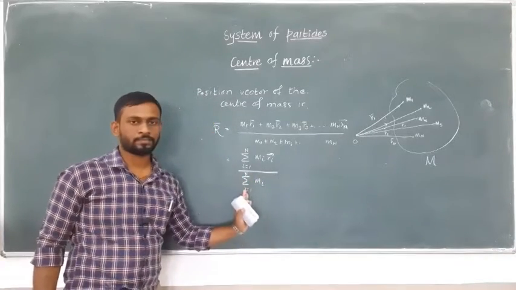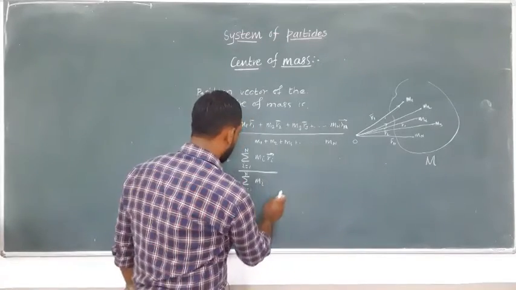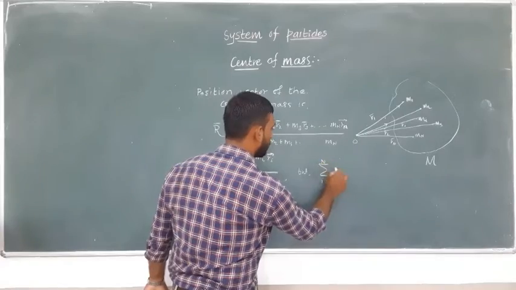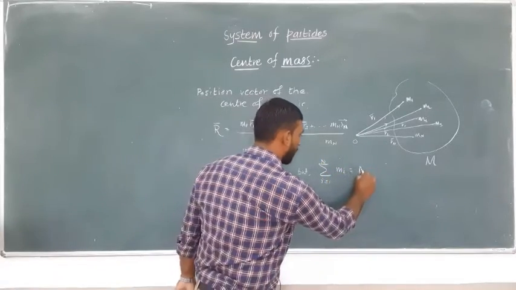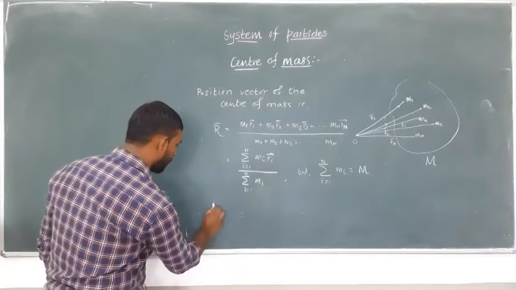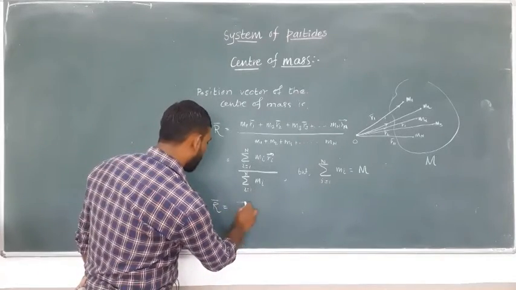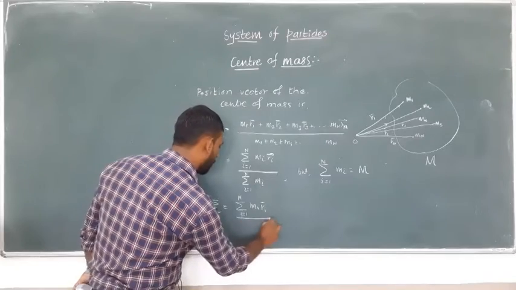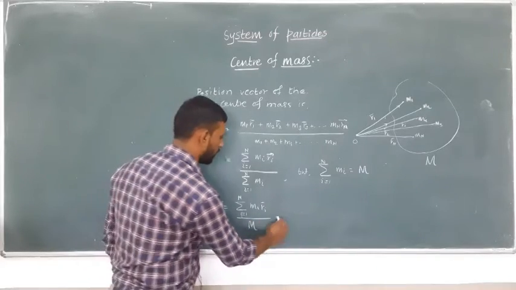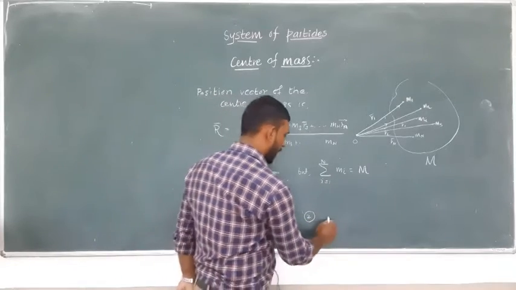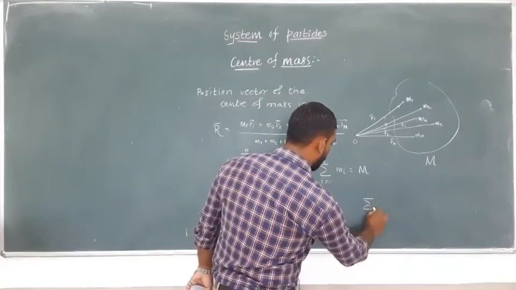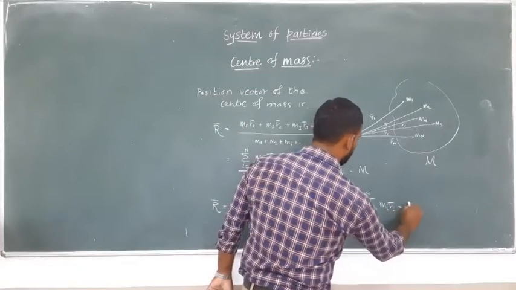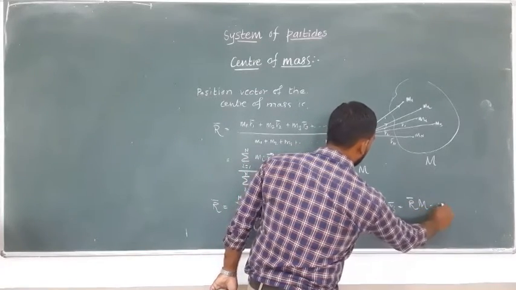But what is the summation of mi? If you sum up all the masses of the system, as we previously discussed, the sum with i running from 1 to n of mi is the total mass of the system, capital M. So in terms of this, the position vector of the center of mass can be written as the sum with i running from 1 to n of mi ri bar upon this total mass M. This is equation number 2. In other words, this equation can be written as the sum with i running from 1 to n of mi ri bar equals M R bar. This is equation number 3.